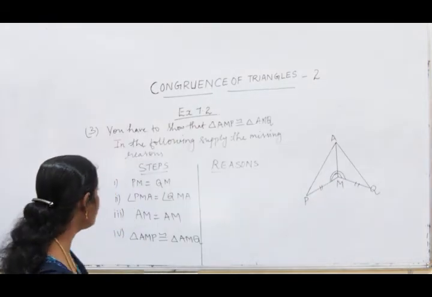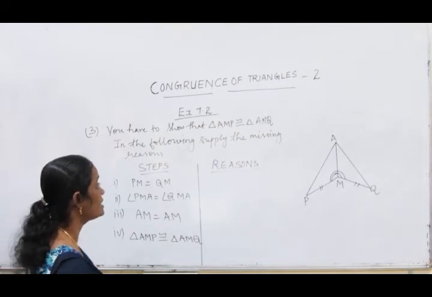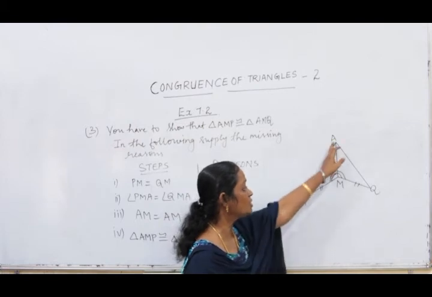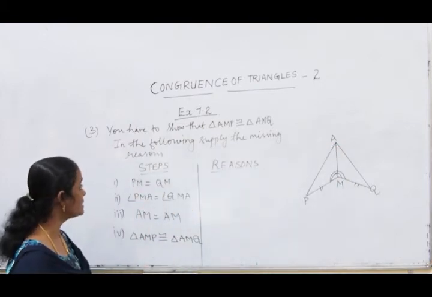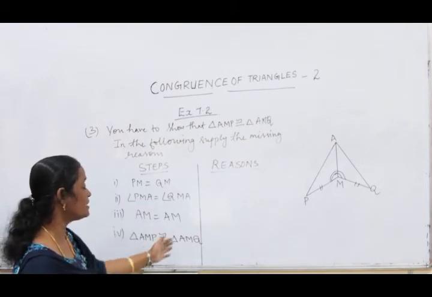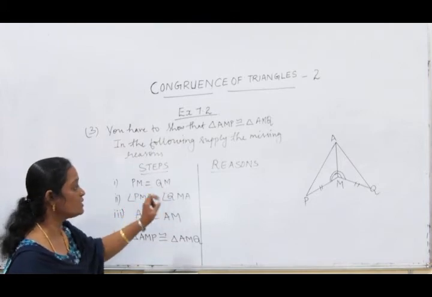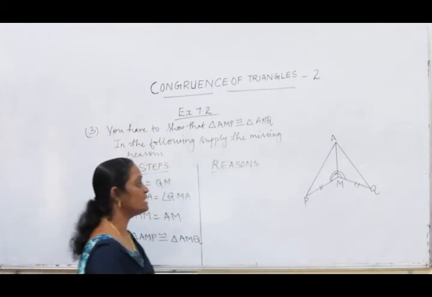Next, question number 3. You have to show that triangle AMP is congruent to triangle AMQ. Here two triangles are given. In the following, supply the missing reasons. Some steps are given. We have to supply the missing reasons. First one is PM is equal to QM. So what is the reason here?